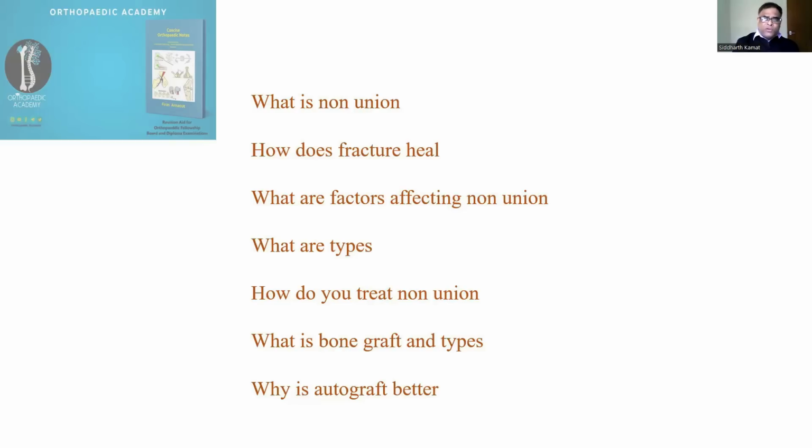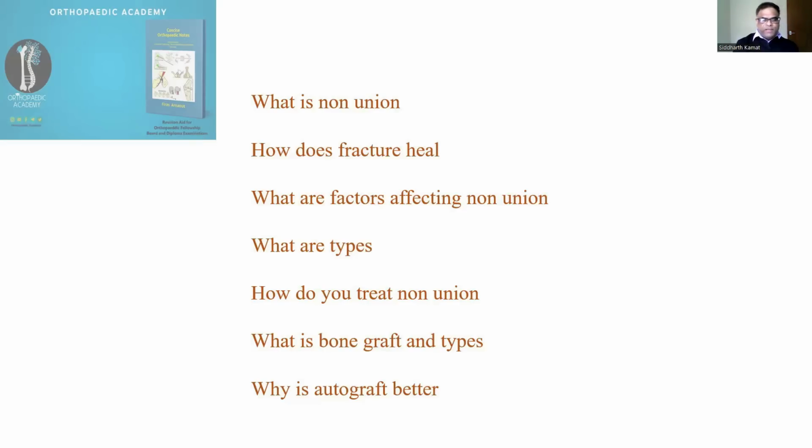The non-union can also get complicated by infection, in which there is, in addition to various things, a destruction of bone ends. There can be other features like formation of sequestrum, lysis of bone, etc. Over the time, if the fracture really does not unite, then it can go in two end stages, either a fibrous non-union or a pseudoarthrosis, which is a formation of a false joint with a pseudocapsule.